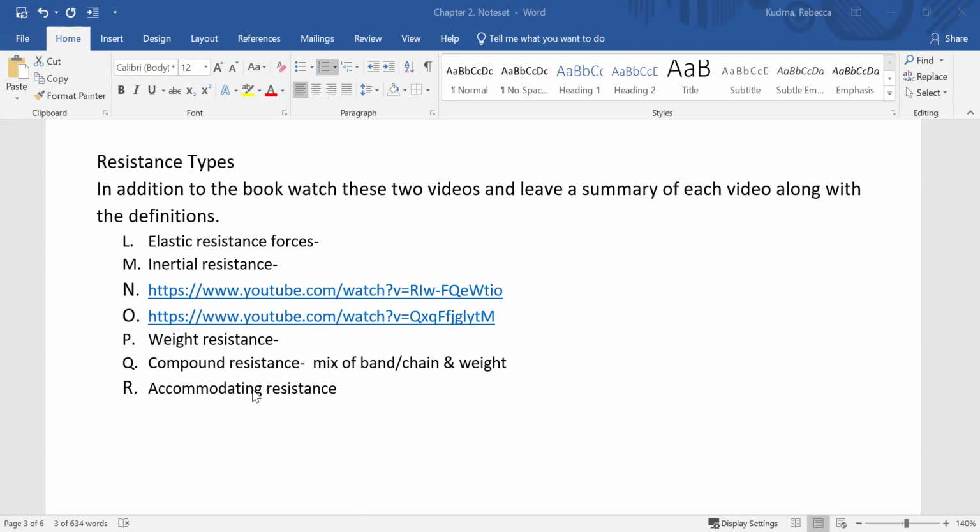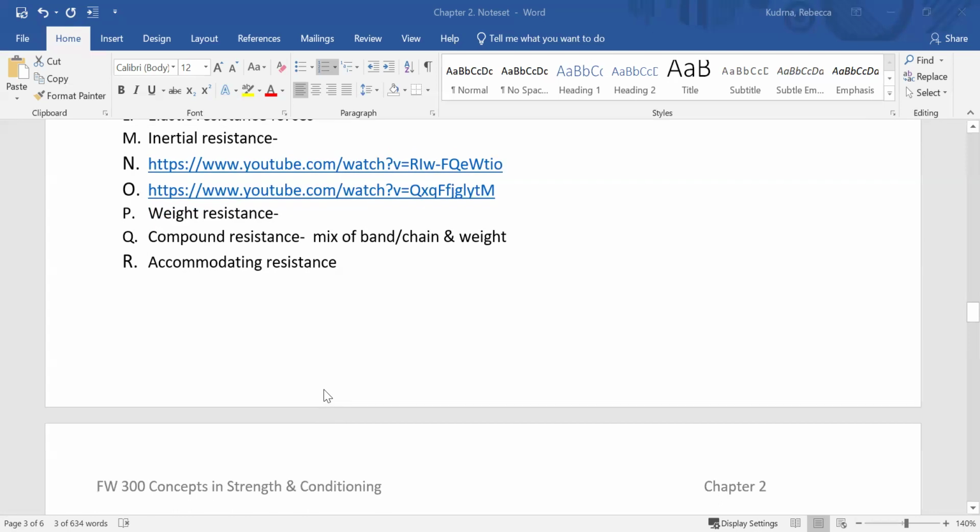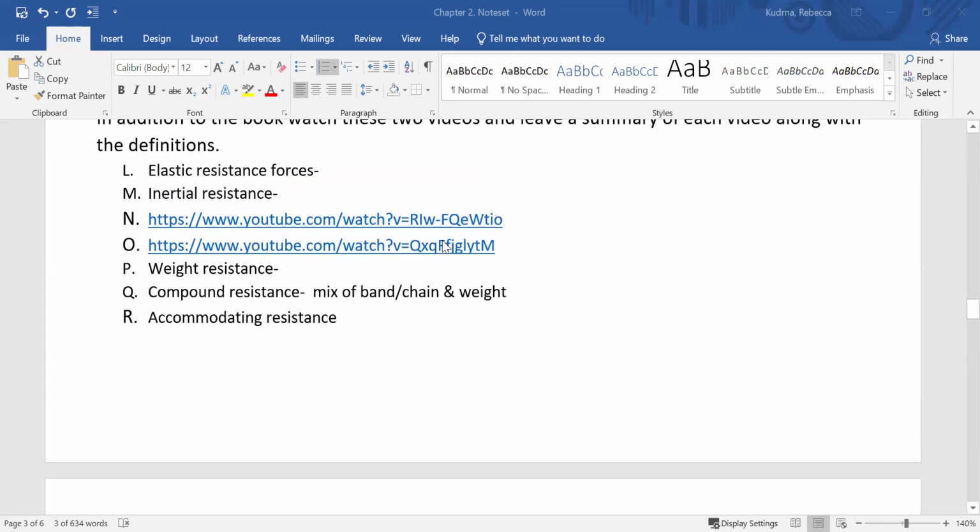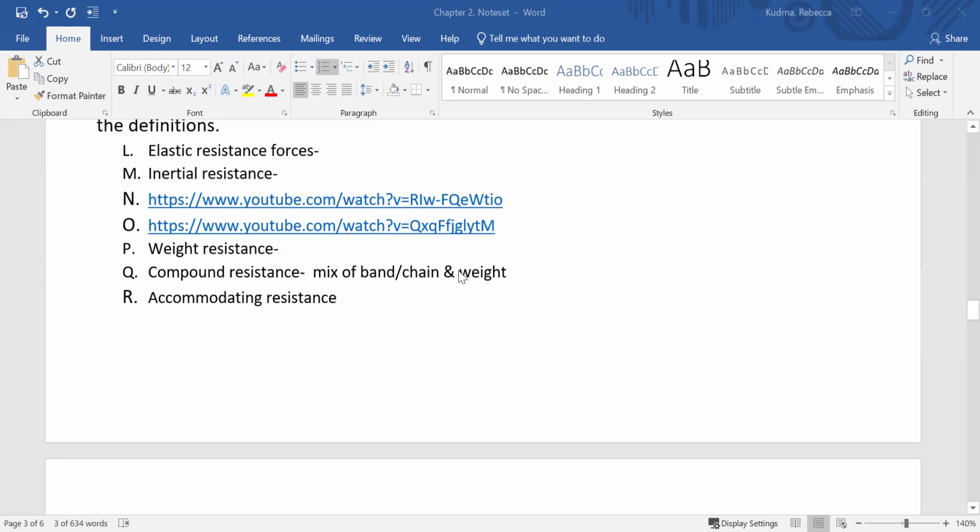So anyway, there's two videos in here. The first one is about the inertial trainer, and it's a very nice video that shows you lots of example exercises using the inertial trainer. The other one is a video comparing bands to chains, the relative benefits of one versus the other. But also in that video, they talk about combining band and chain with weights, so a compound resistance. What I'd like you to do in this section is just define these for the videos, give a quick summary, one or two things that you learned from watching that video.